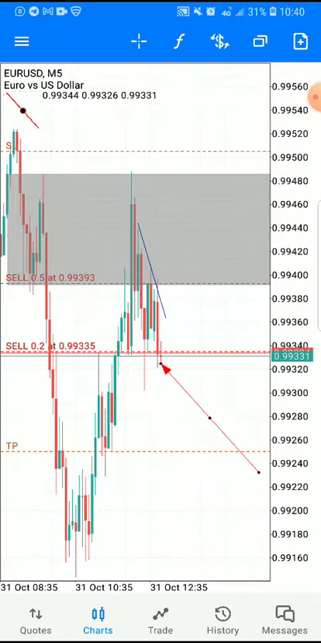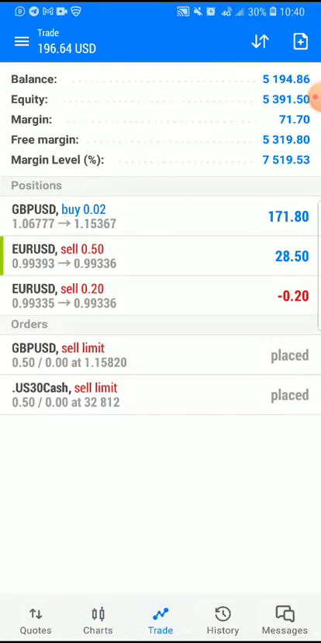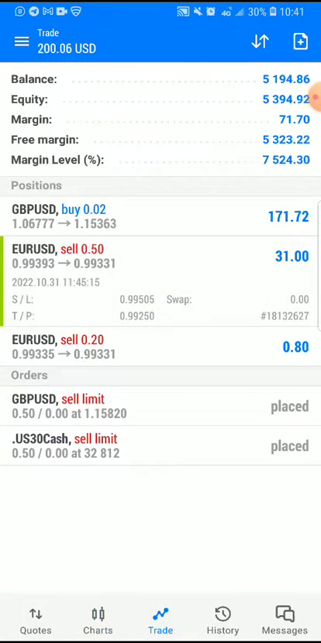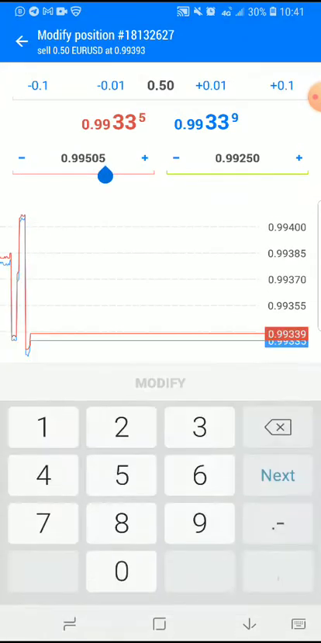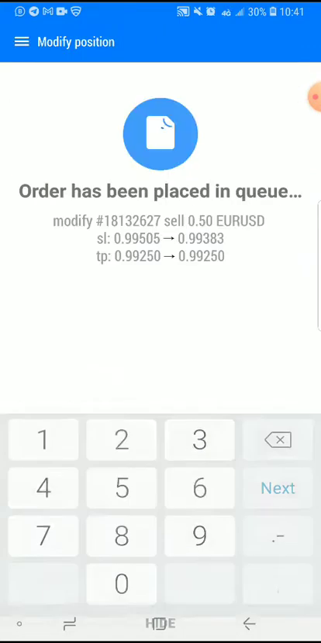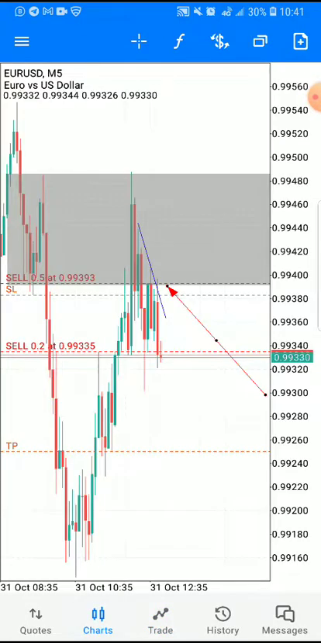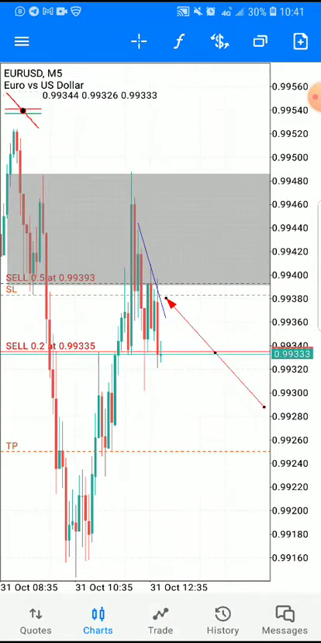I think it's safe to move your stop loss to break even. So that's how you do it, guys. So 393, so maybe 383 will do. Okay, so currently we are in a risk-free trade now, because I moved our stop loss to break even.